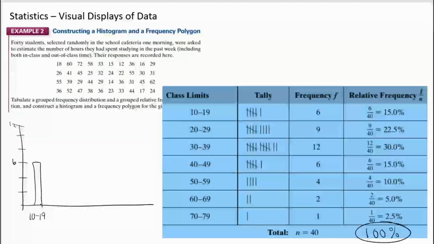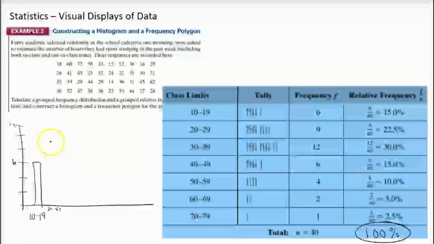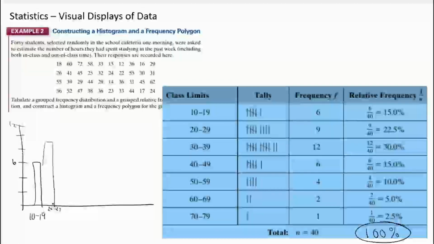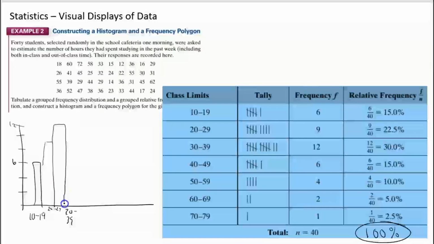And then my next rectangle is between 20 and 29. My problem is going to be getting the label at the bottom. 20 to 29 was 9. So that's 8, and then right there is 9. There's my next rectangle. They're supposed to be connected to each other. And then the next one is 30 to 39, and I draw my rectangle and it went up to 12. So I go up to 12. You see how we're doing this.